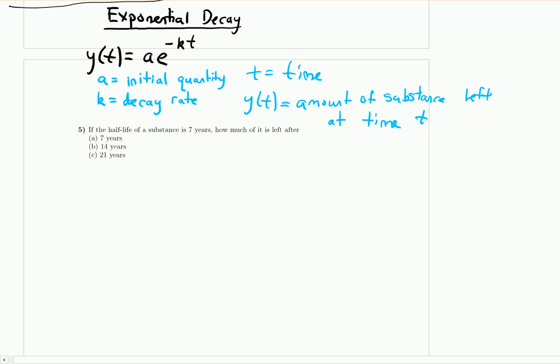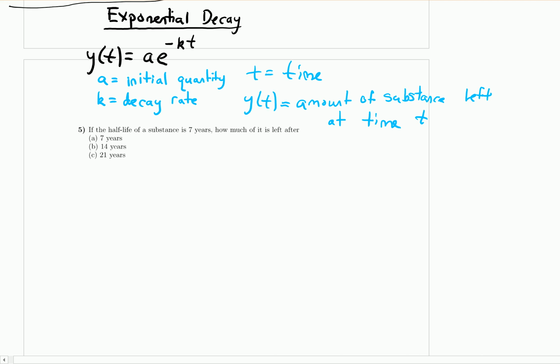Alright, so there are certain elements that are radioactive. What happens is over time they decay and they split into pieces. So over time we end up with less and less of the quantity of that element that we started off with. That's why we say that element decays, or that substance decays. So y of t here is going to represent the amount of that substance that's left at time t.